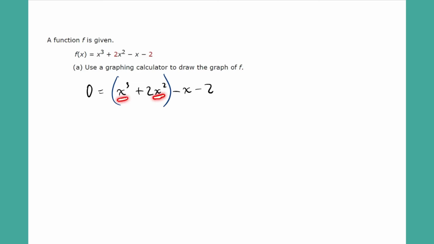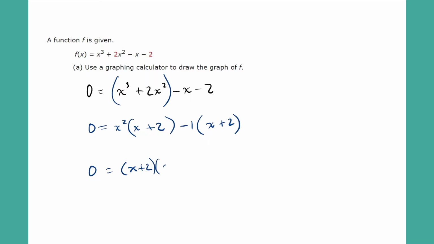So here I can take out the GCF, which is x squared. And I should get x plus 2 when I factor out the x squared. Over here I can factor out a negative 1, which would give me x plus 2. And you always want to make sure that these 2 factors are identical because then you can factor that out. So if you factor that out, you'd be left with x squared minus 1.